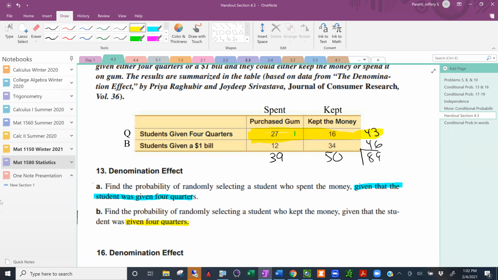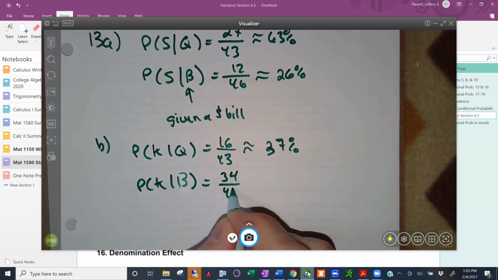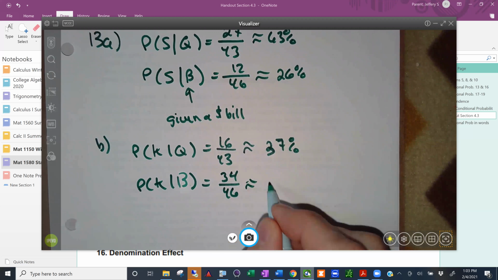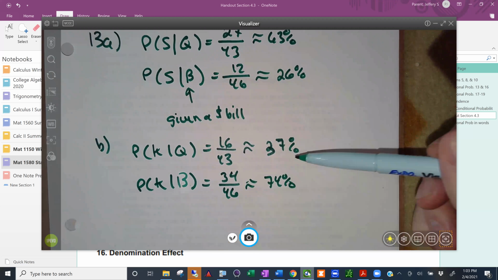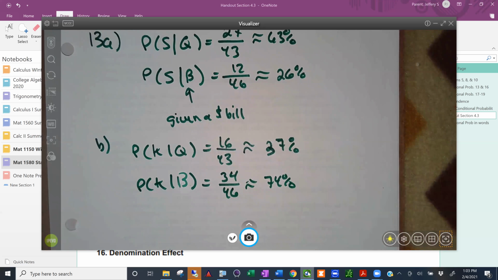Would it be 34 over 6? Yes, 34 over 46. So with this one, you're now saying, okay, we're working in this row right here. If you're in that row, there's 34 people who kept the money out of the 46 in that row. So 34 out of 46 is about 74%. So basically, you're more likely to keep the money if you have larger denominations. Quite simple. How are those looking?